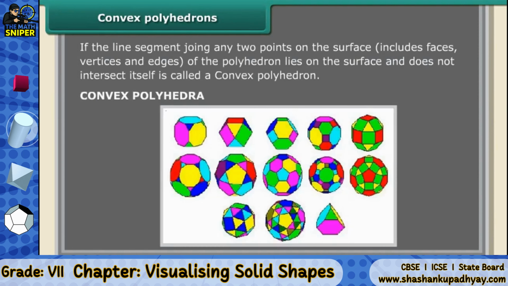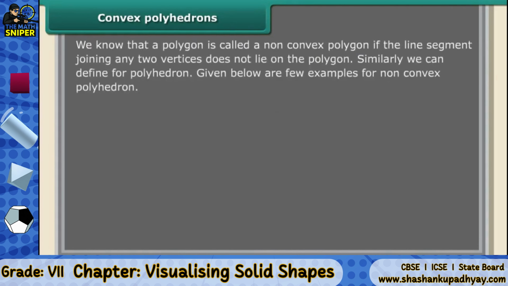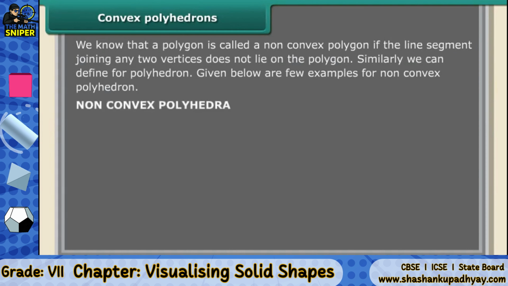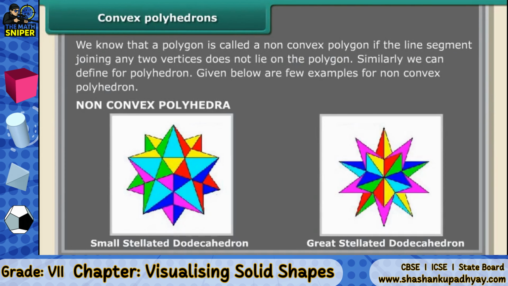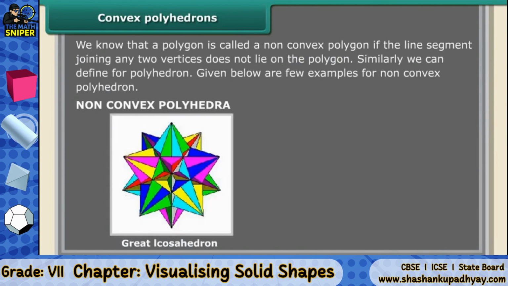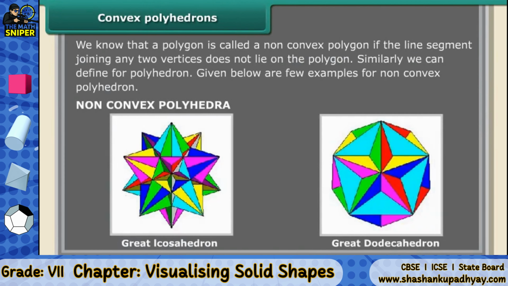Convex polyhedra: we know that a polygon is called a non-convex polygon if the line segment joining any 2 vertices does not lie on the polygon. Similarly, we can define a non-convex polyhedron. Given below are a few examples of non-convex polyhedra: small stellated dodecahedron, great stellated dodecahedron, great icosahedron, great dodecahedron.